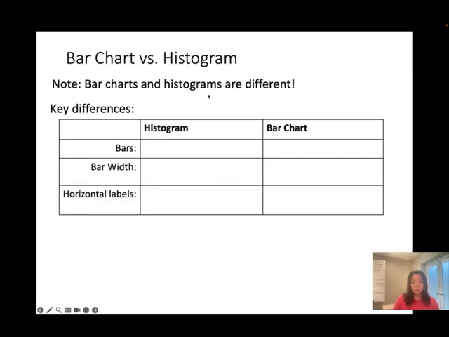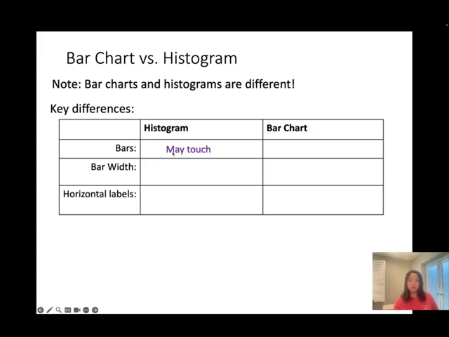I just told you what the difference is between the histogram and the bar graph, right? Try to answer this one, and then we're going to work on it together. Okay, let's check the work.